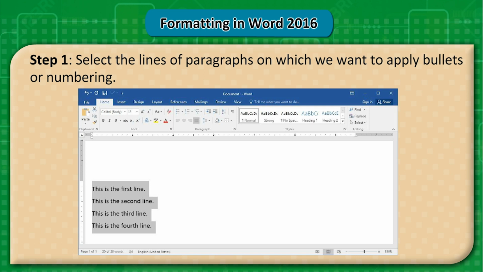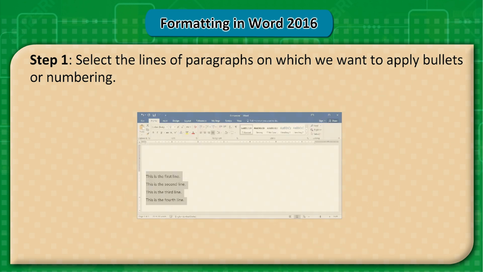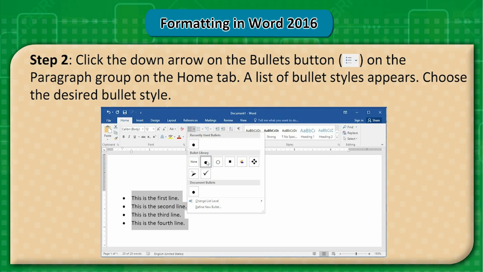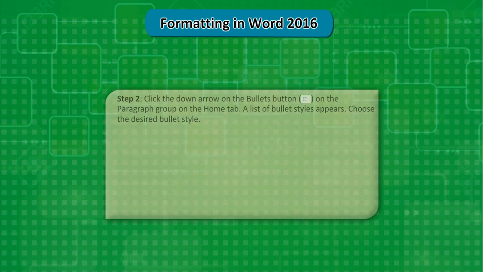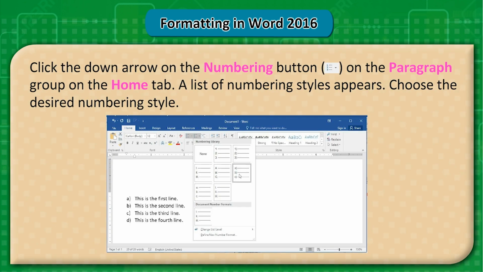Step 1. Select the lines or paragraphs on which we want to apply bullets or numbering. Step 2. Click the down arrow on the Bullets button on the paragraph group on the Home tab. A list of bullet styles appears. Choose the desired bullet style. Click the down arrow on the Numbering button on the paragraph group on the Home tab. A list of numbering styles appears. Choose the desired numbering style.